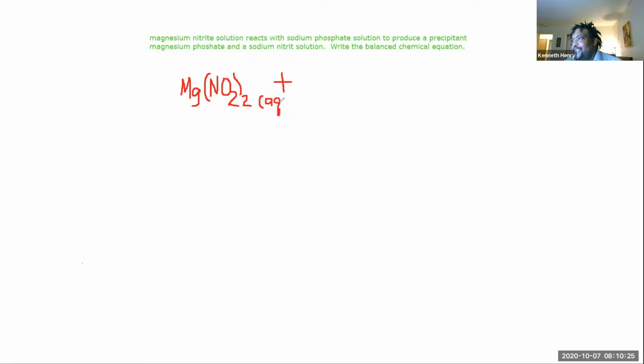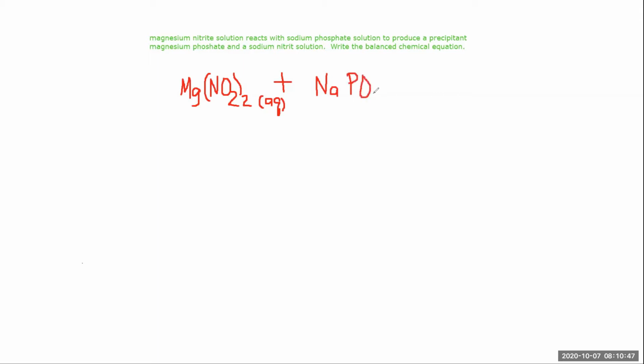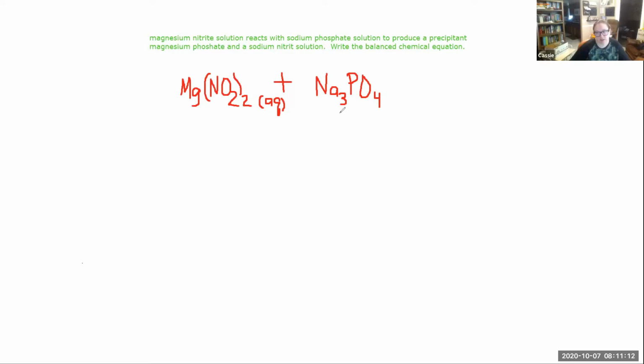Okay, Amanda. Now it's your turn. So, what is the other reactant? For sodium phosphate, is it NaPO4? Are you happy with that answer? Is it Na3? Okay. Is there anything else I need to add to that? No, I don't think so. Are you sure? Aqueous. Aqueous, that's right. AQ.